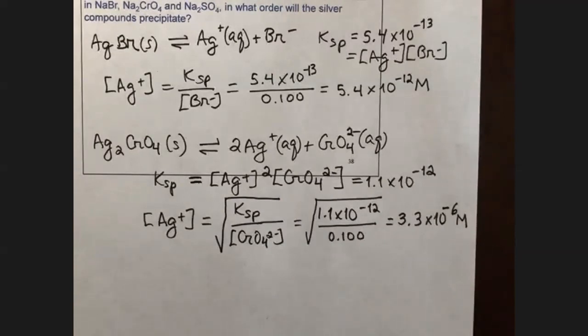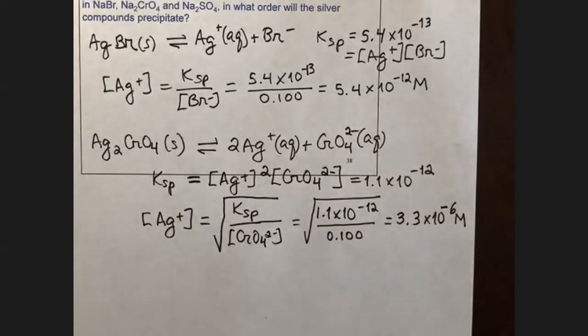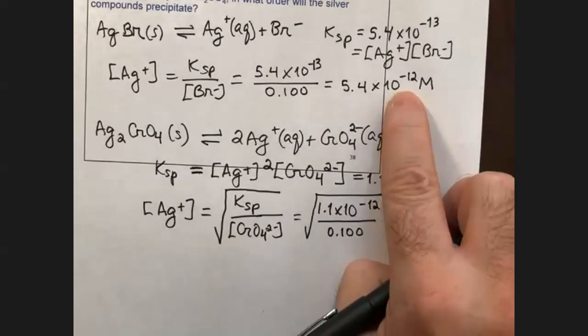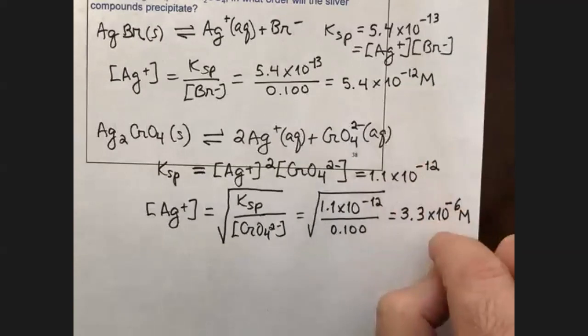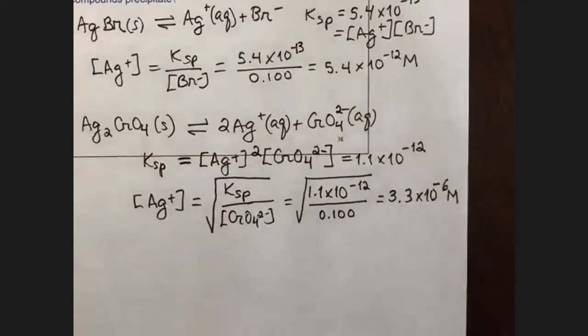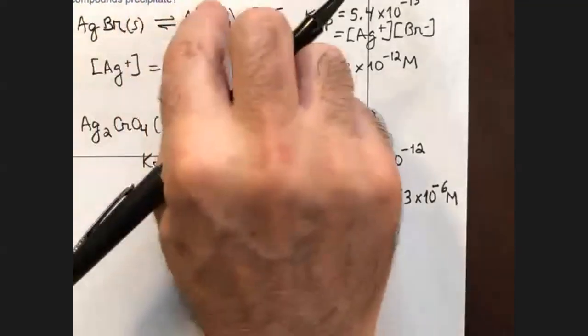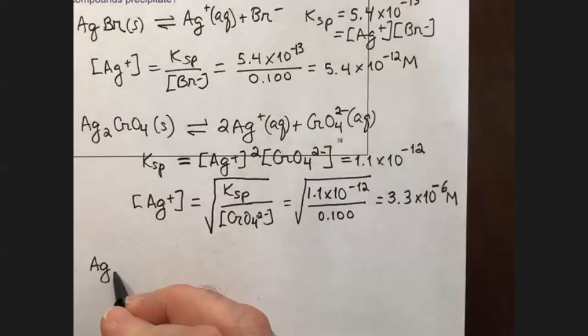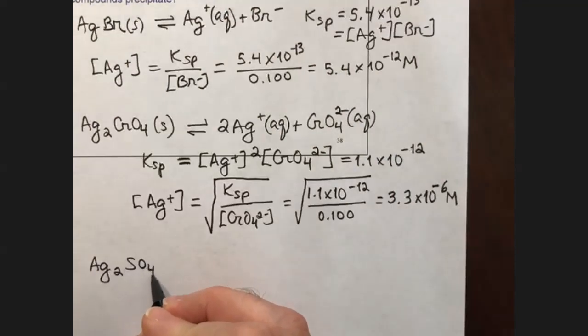So in other words, around that concentration of silver ions, the silver chromate will begin to precipitate. Notice that that is several orders of magnitude larger than the molarity at which silver bromide was precipitating. So it's going to be a while between them, but we have one more guy here, and that is the sodium sulfate. All right. So when silver meets sulfate, it will form a silver sulfate precipitate.